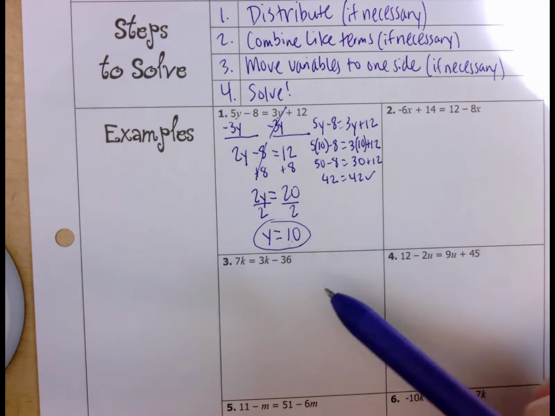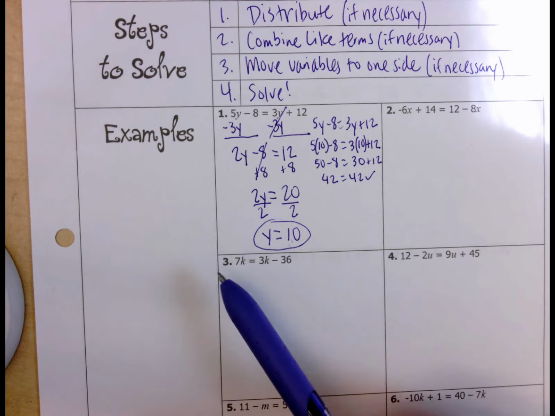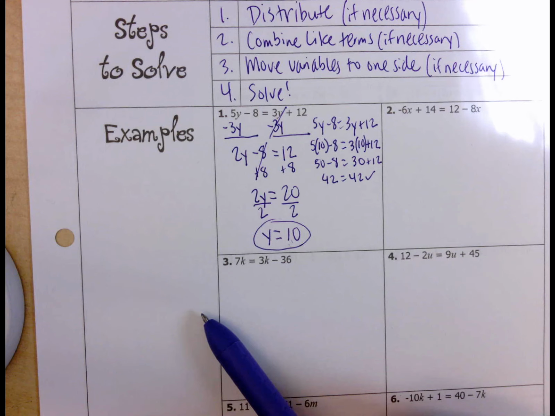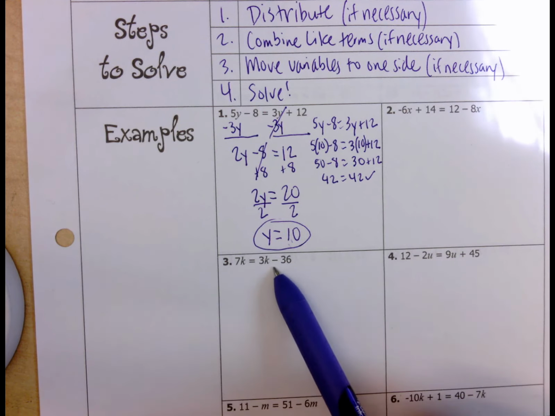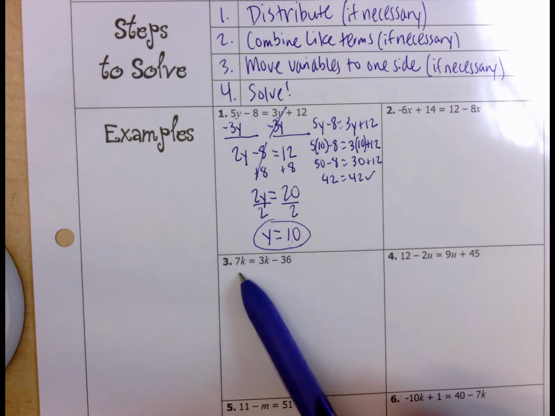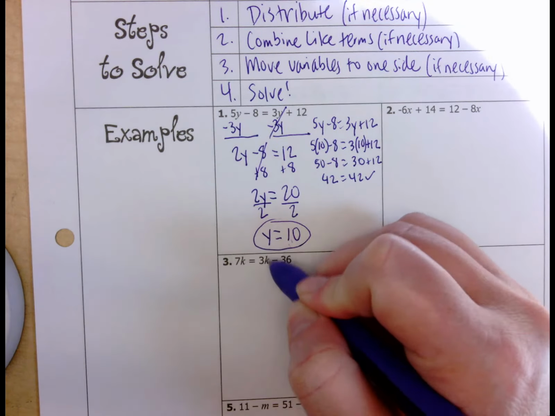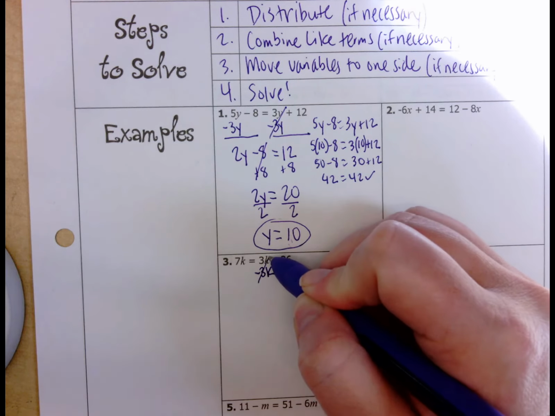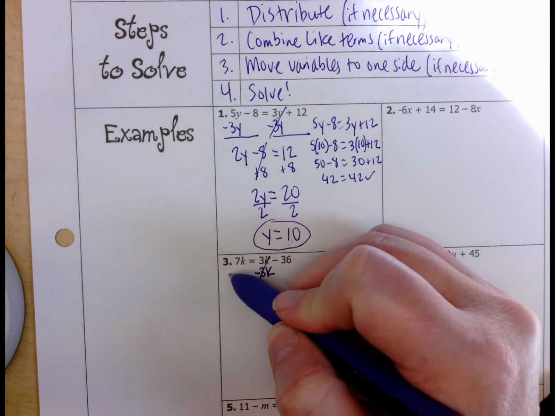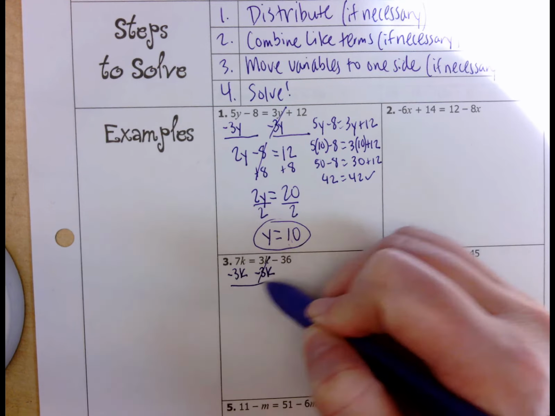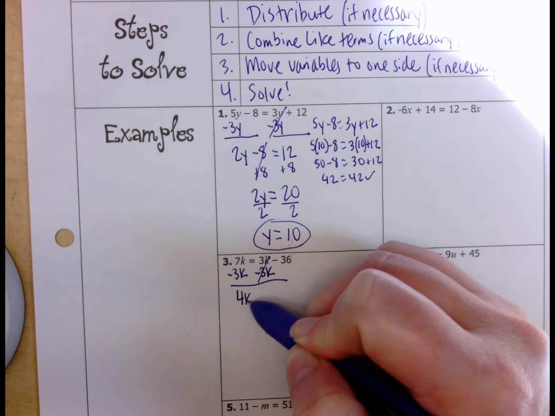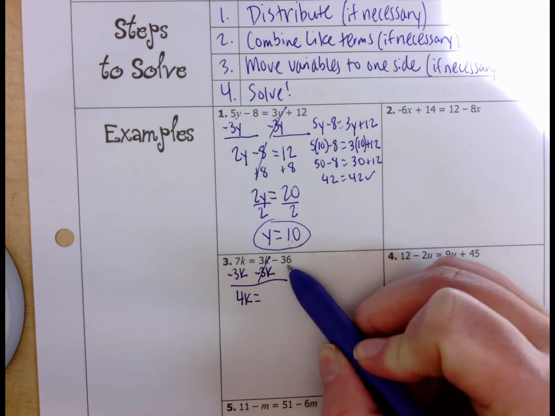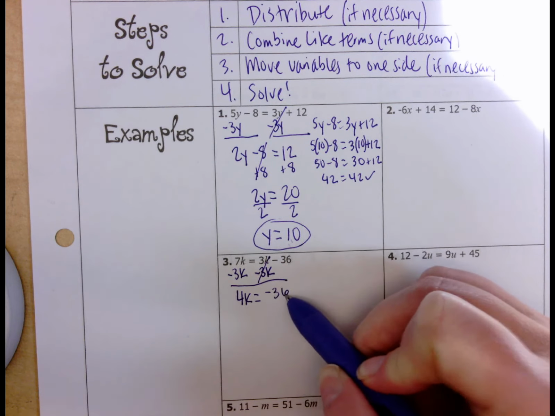Third step is to move variables to one side. I've got 7k over here and 3k over here. I need to move them either to the left or to the right. The easiest thing for me is to move them to the left. So I want to move this 3k, I'm going to subtract it. 3k minus 3k becomes 0. 7k minus 3k becomes 4k. And on the right side, just be careful. That negative in front of that 36 stays with it, and it's going to come down with it.